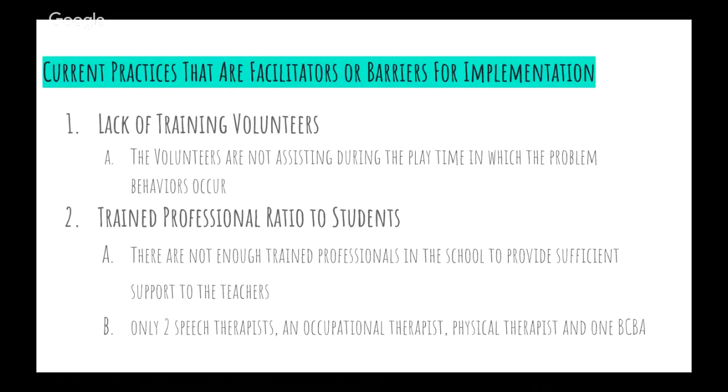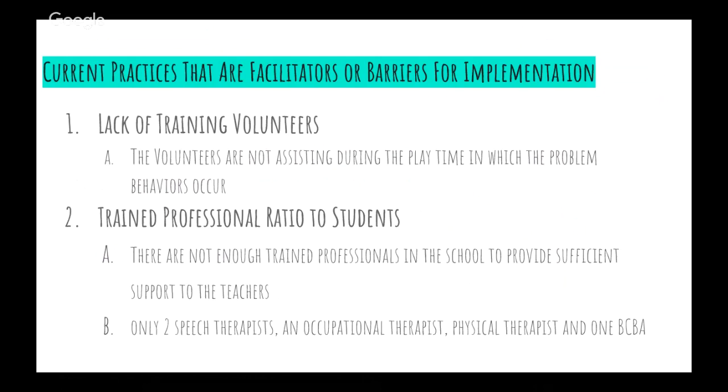Current practices that are facilitators or barriers for implementation. There are two major barriers for implementation of functional communication training at Ellison. The first is lack of trained volunteers. The volunteers in each classroom are actually parent volunteers, and they're not assisting during the playtime in which the problem behavior occurs. Most of their volunteer role is providing copies for the teacher and doing paperwork.